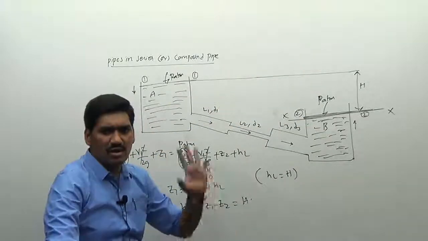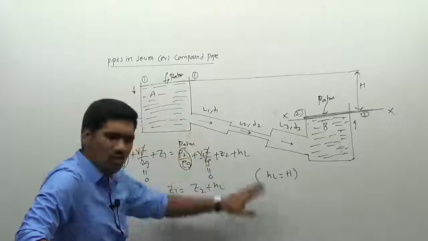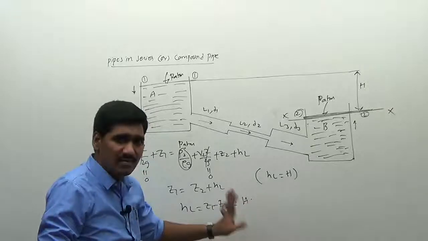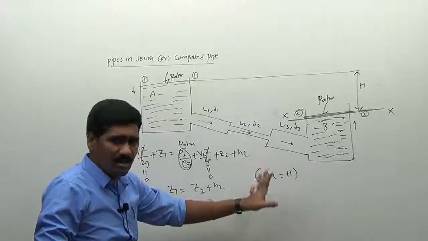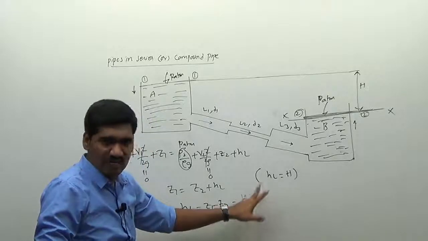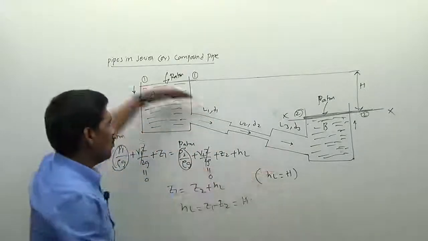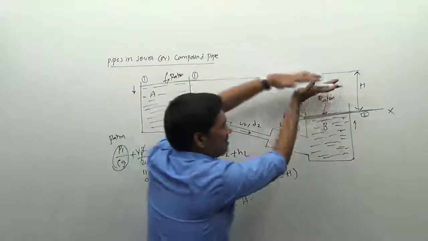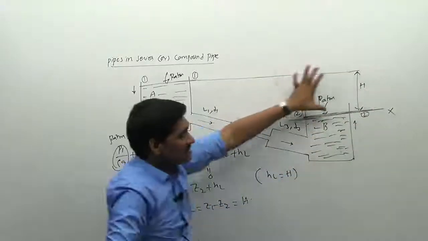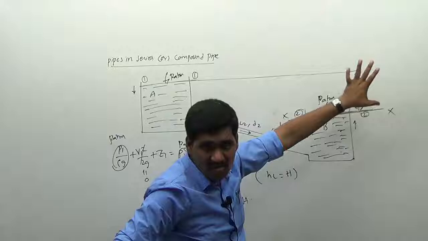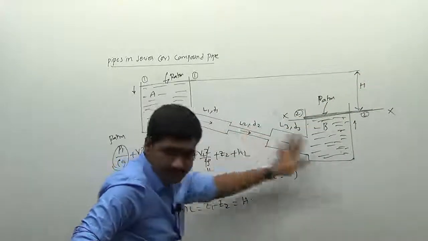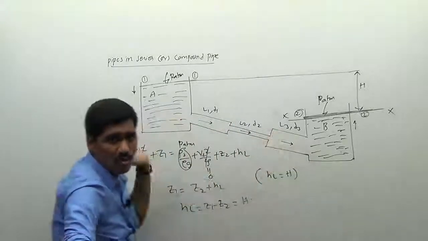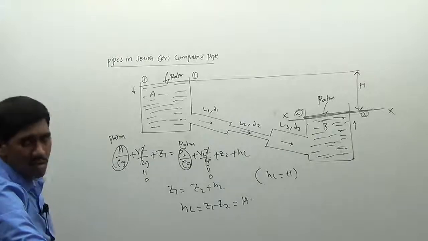Very important conclusion I am saying. So no need to do all these things in the examination. We have to know the concept, how this thing came; it came from the Bernoulli's equation only. The very important conclusion is that whatever the height that is present between the two reservoirs, this is a reservoir level here, this height will always be equal to the total loss in the compound pipe here.